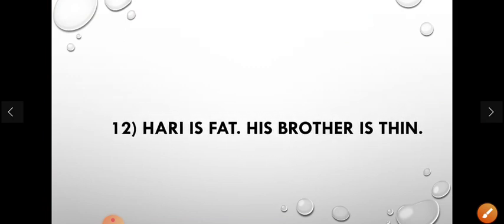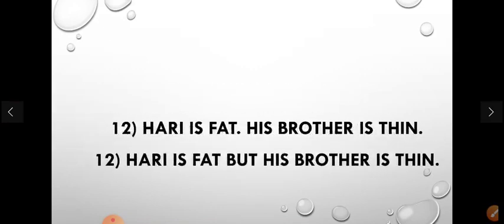Now the last one. Hari is fat, his brother is thin. So the answer is Hari is fat but his brother is thin. So this is all about the chapter conjunction, or we can say the joining words, chapter number 13. Study well. Do this work in your fair book in very neat and clean handwriting and study well.